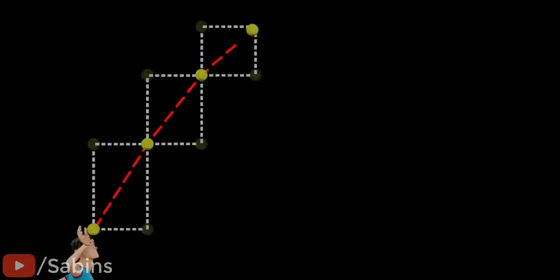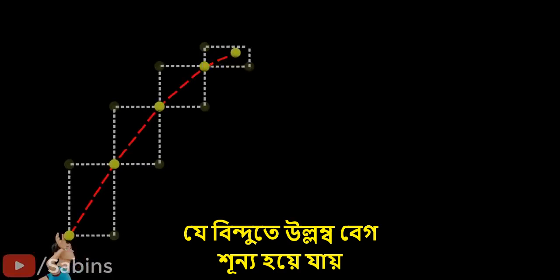Just continue this logic for a few more intervals. You can clearly see the object is taking a curved path. As the vertical velocity keeps on decreasing as the ball travels up, the point where the vertical velocity becomes zero will be the maximum height it can achieve.